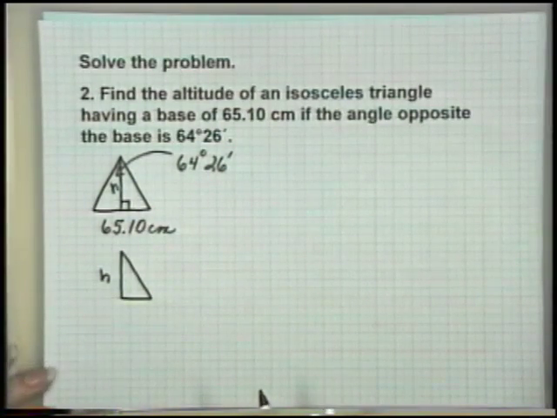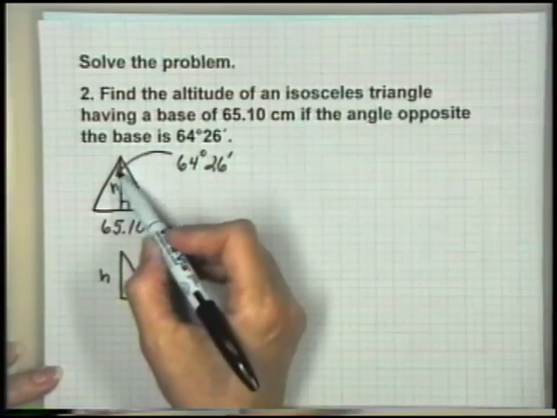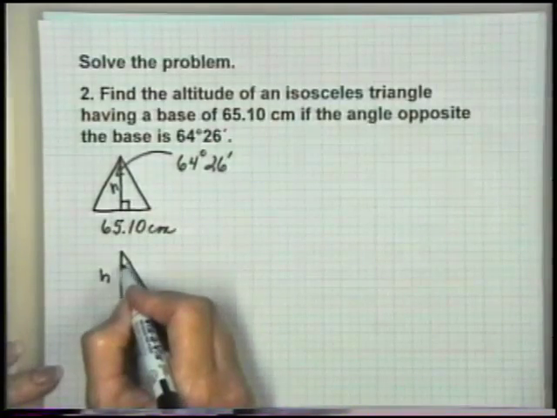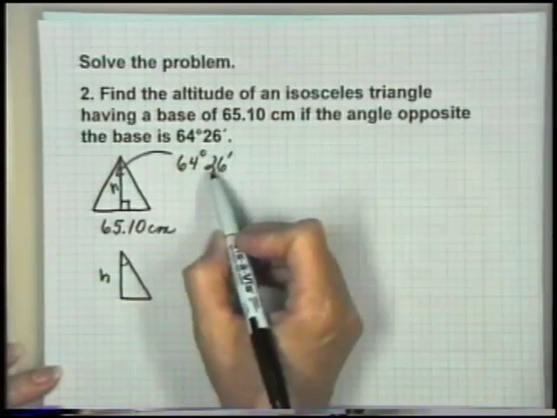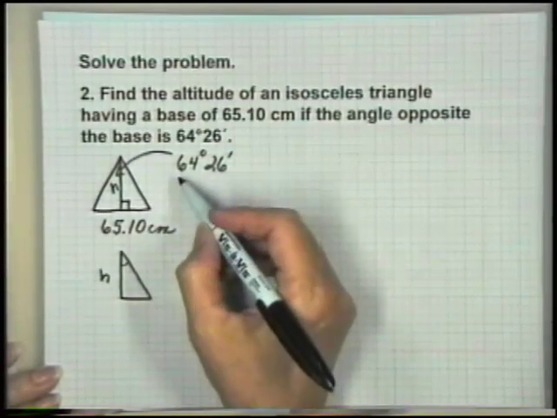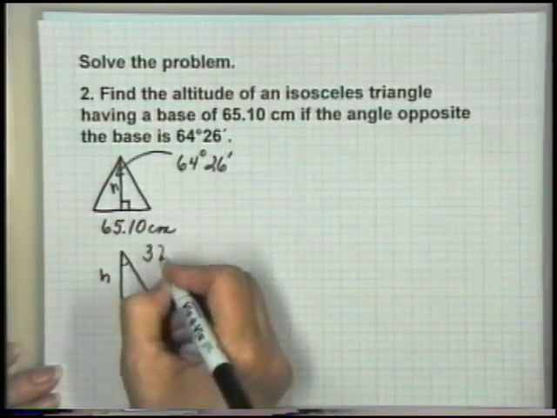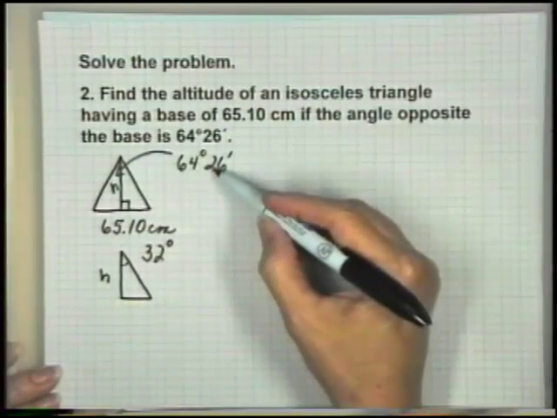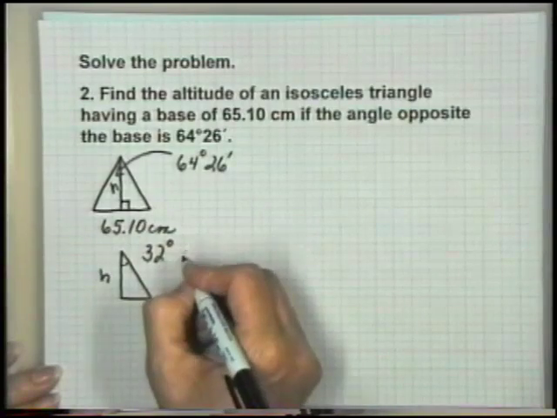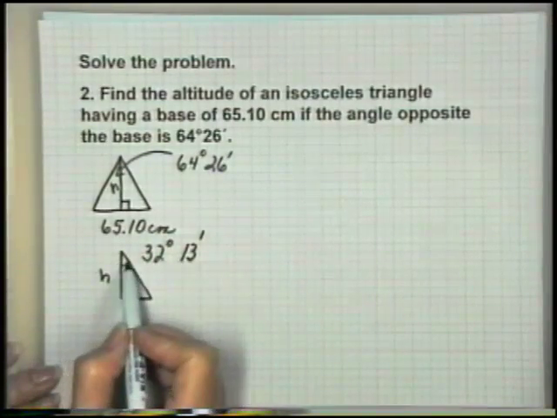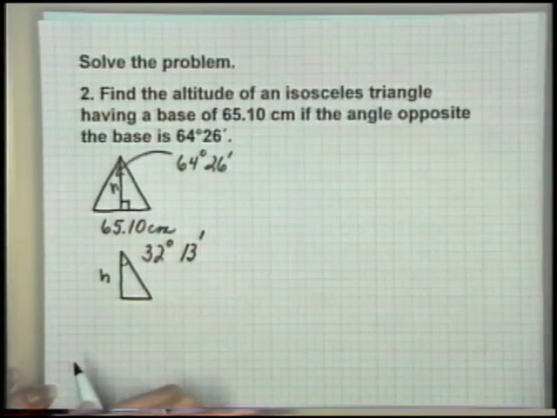But what do we know about this triangle? Well, first of all, since the altitude bisects this angle, we know that this little angle right here is half of this angle. So what we want to do is figure out what half of this angle is. Well, divide 2 into 64, and it goes 32 times, so it would be 32 degrees, and then divide 2 into the 26 minutes, and it is 13 minutes. So this angle right here would measure 32 degrees 13 minutes.